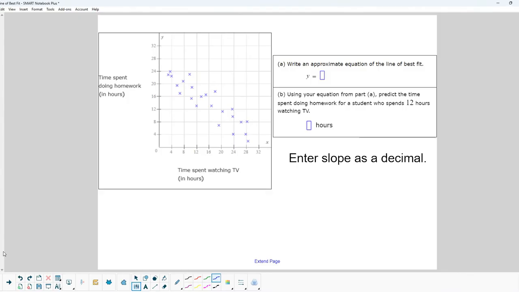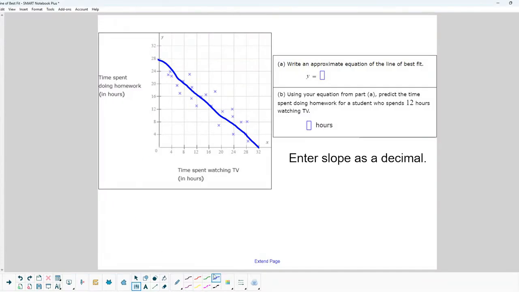Okay, we want to write an approximate equation for this one. So to do that, we're going to draw a line of best fit. We come up here, and I'm going to start somewhere on the y-axis and bring it down. I'm going to start right about 28, and that looks like a pretty good place to start. And then come all the way down to that 32. That looks like a great line of best fit.